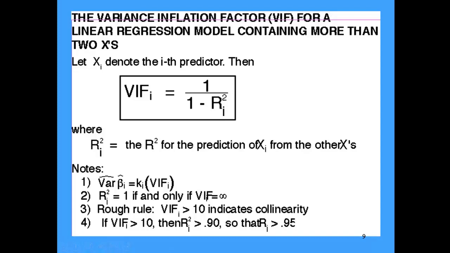That suggests collinearity. Now, you can do a little algebra with this formula, which basically says if 1 over 1 minus R_i squared is greater than 10, that means that R_i has got to be greater than 0.95. That means R_i squared, the squared correlation, is greater than 0.90. That's a strong multiple correlation coefficient, or square of a multiple correlation coefficient. So this is what a lot of people have recommended you use to assess collinearity.